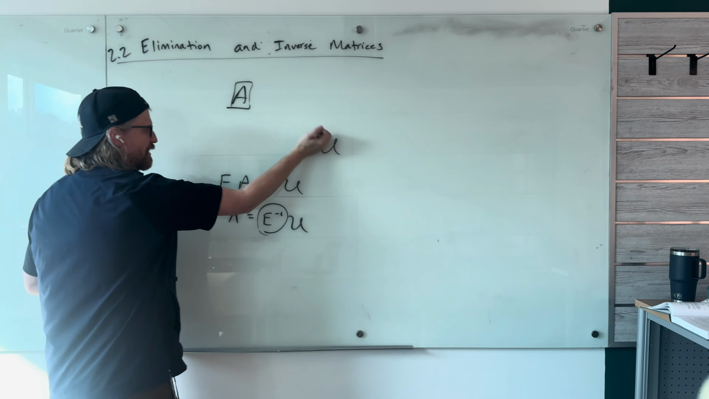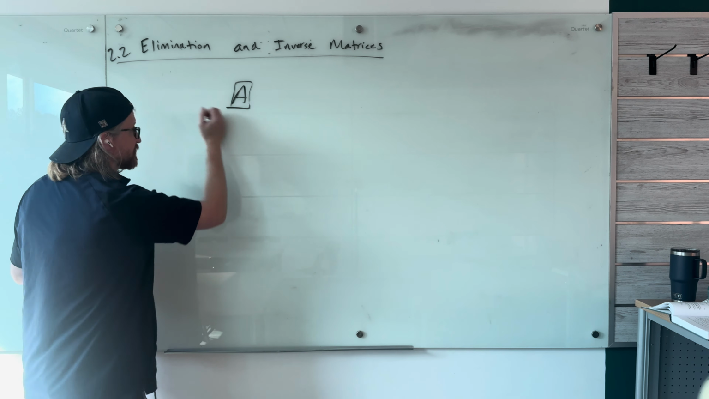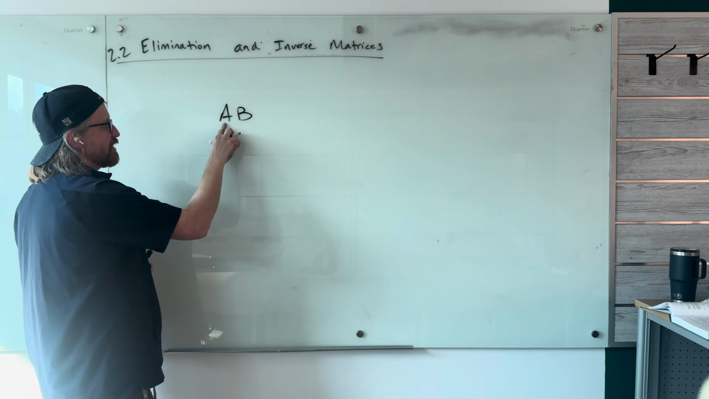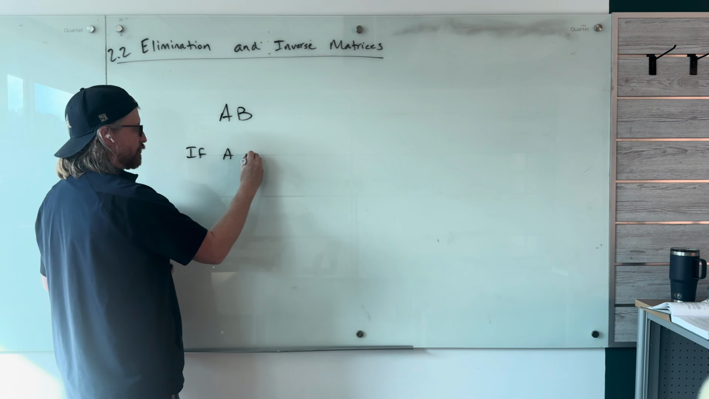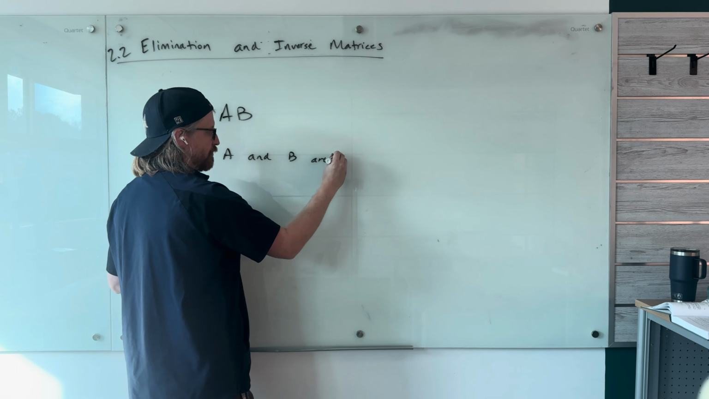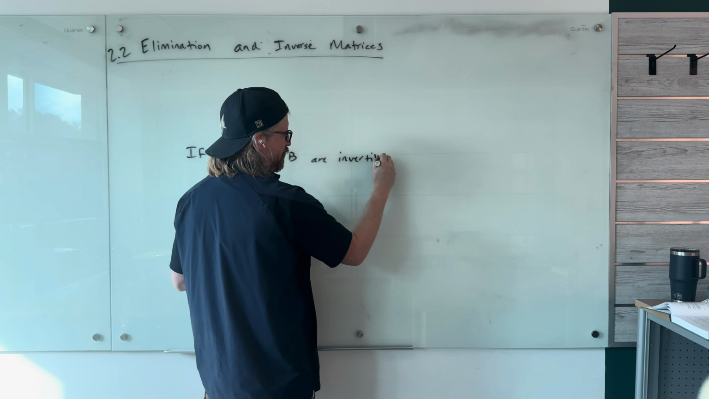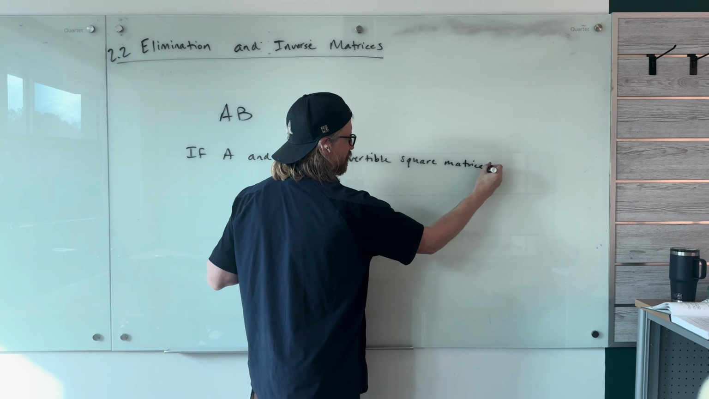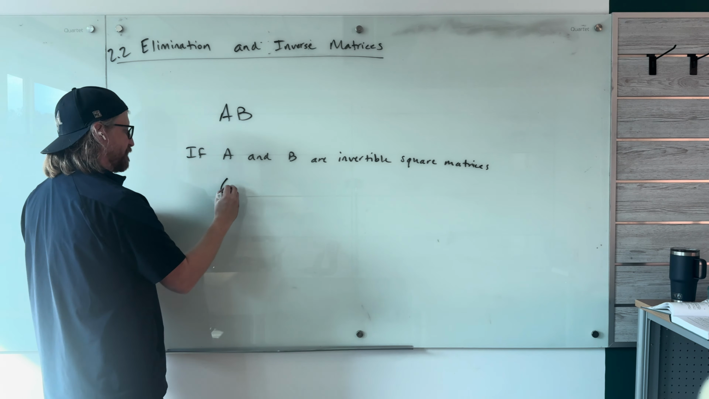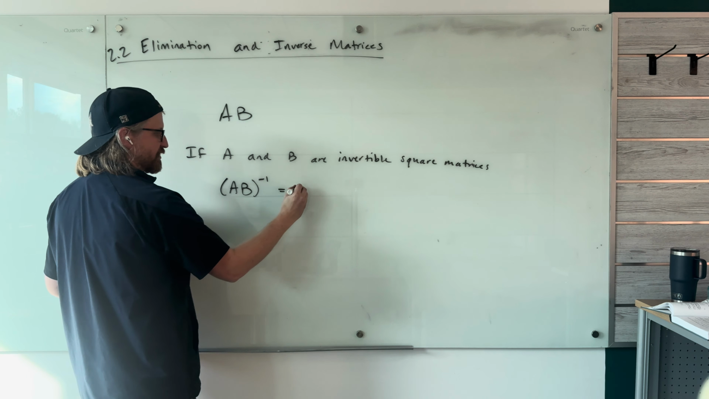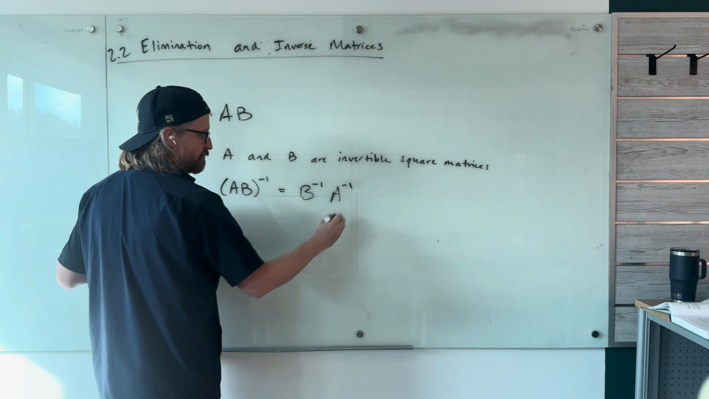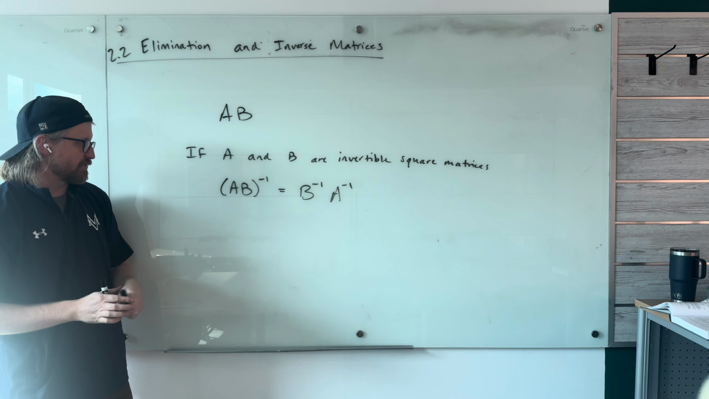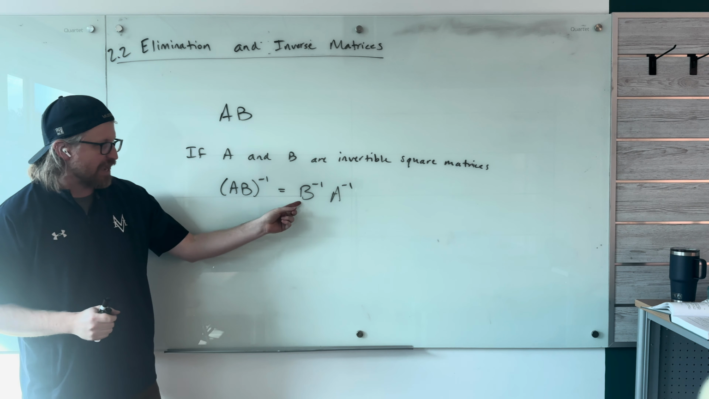One of the first facts that we'll talk about is that if I have two matrices being multiplied together, AB, if A and B are invertible square matrices, then if I want to find the inverse of AB, this inverse is B inverse, A inverse. In other words, the idea is that when I invert a product of matrices, the product happens in the reverse order.